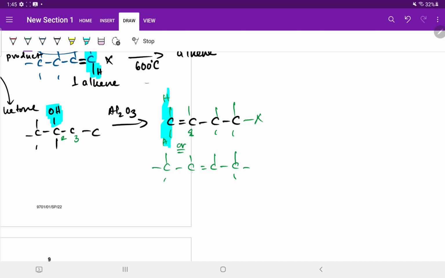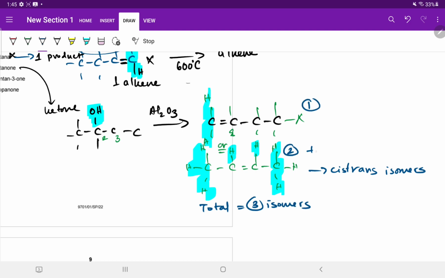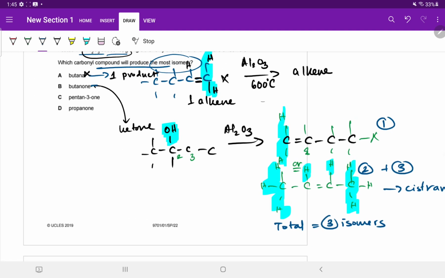However, if you take a look at this compound, this double bonded carbon is bonded with 2 different types of atoms or groups of atoms. As a result, this will show cis-trans isomerism. So this will form cis-trans isomers. In total there shall be 3 isomers over here. This is the first, this is the second, one is the cis and one is the trans. So this will have 3 isomers, so let's take that into account.